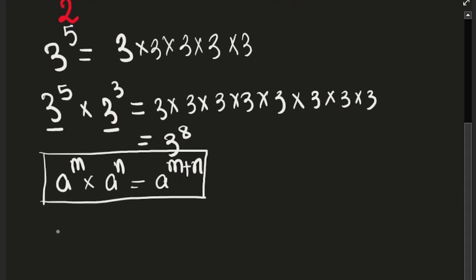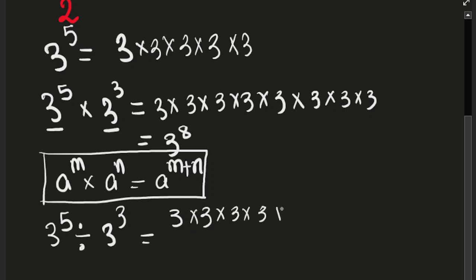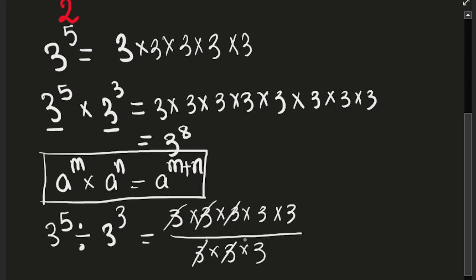Now, if I divide the same thing, 3 to the power of 5 divided by 3 to the power of 3. In this case, we will write 3 into 3 into 3 into 3 into 3, 5 times 3, divided by 3 into 3 into 3, 3 times 3. See here, these three are cancelling, these three are cancelling, these three and these three are cancelling. So only two threes are remaining in the numerator. So it will be 3 square by 1, which is 3 square.